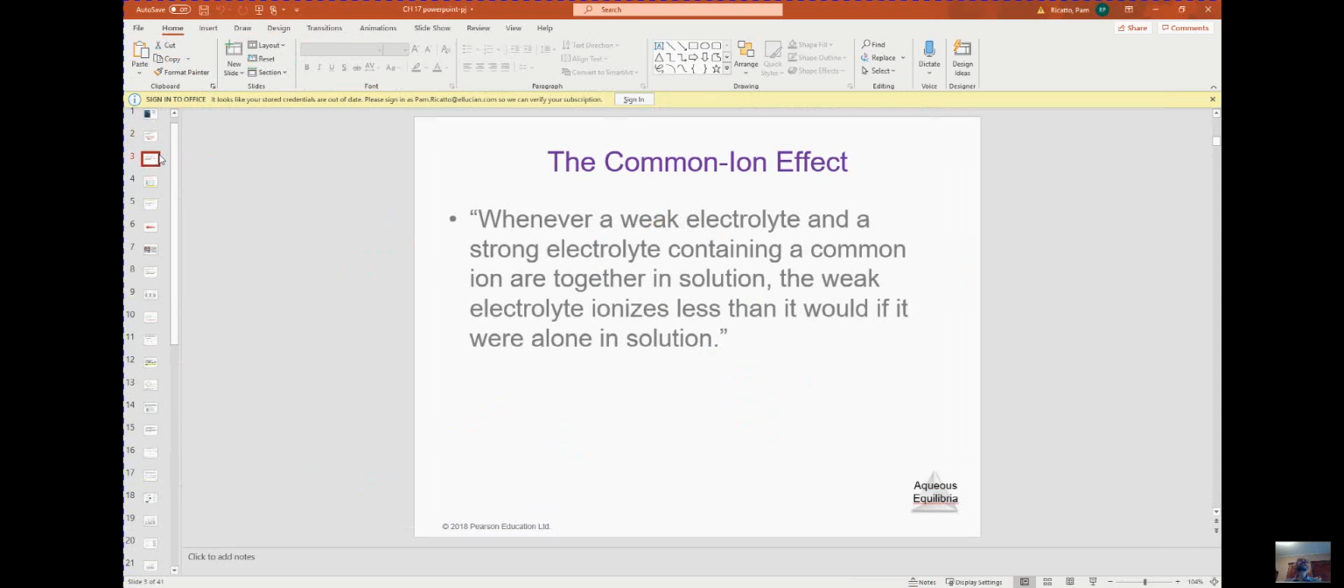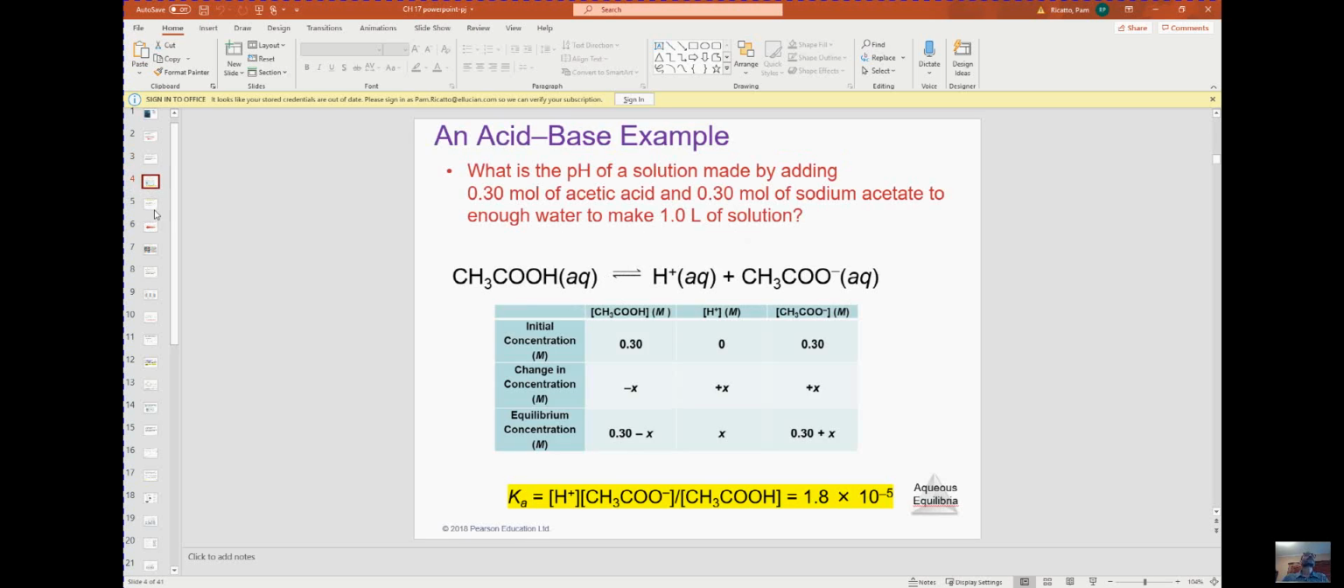Okay, so what we just looked at is called the common ion effect. Whenever a weak electrolyte and a strong electrolyte containing a common ion are together in solution, the weak electrolyte ionizes less than it would have if it was alone in the solution. Okay? So let's take a look at an example, okay? Because basically what we're setting up is what we're going to call buffer solutions.